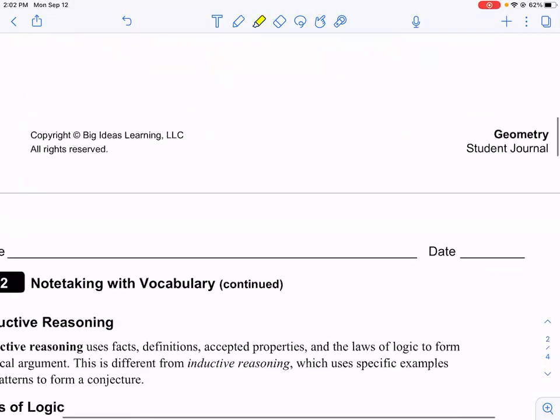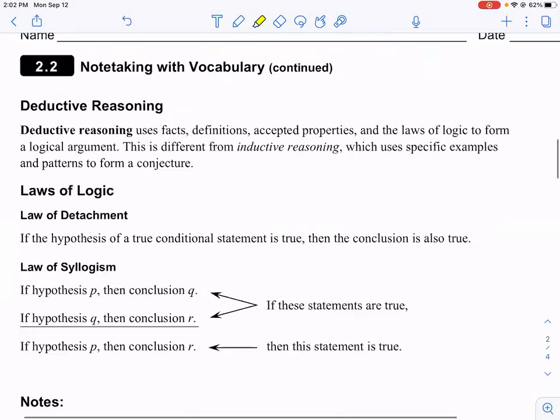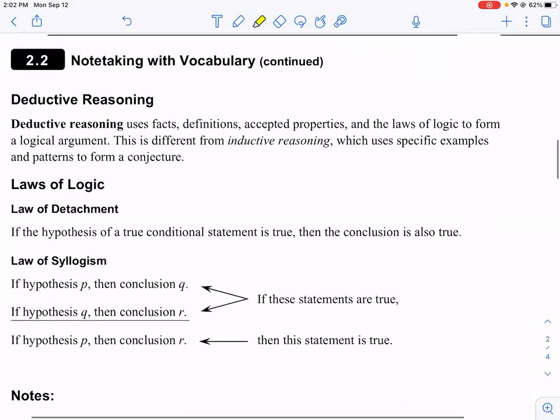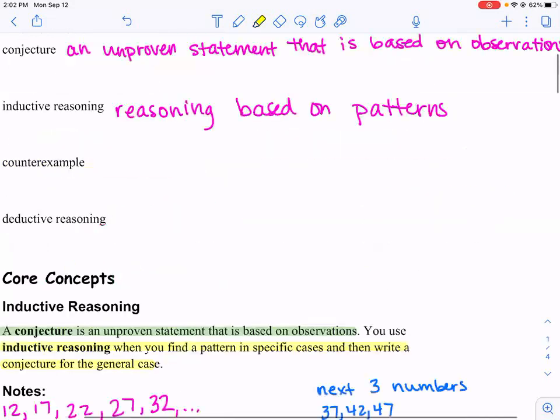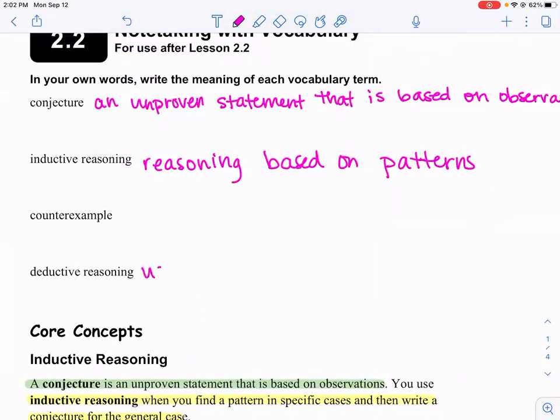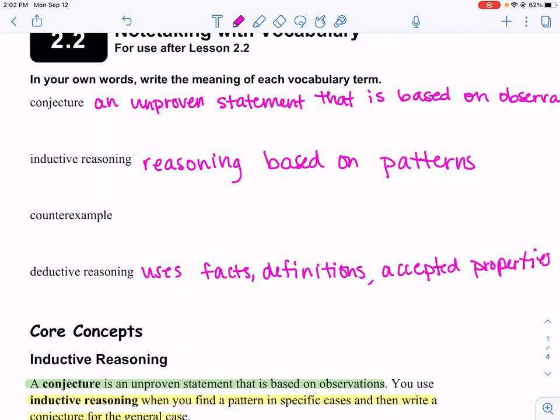All right, so let's talk about deductive reasoning. Let's come back up to here. Deductive reasoning uses facts, definitions, accepted properties, and the laws of logic. And guess what? I'm going to teach you a couple laws of logic today.